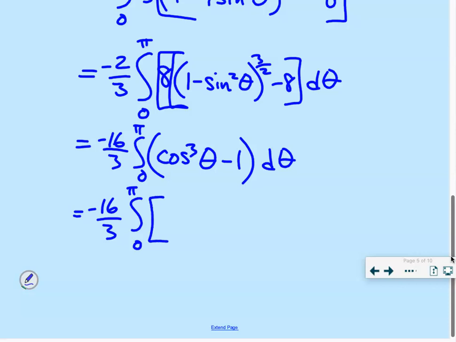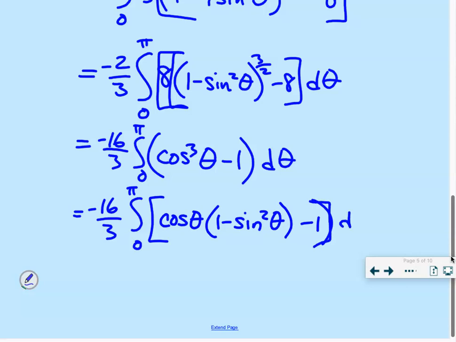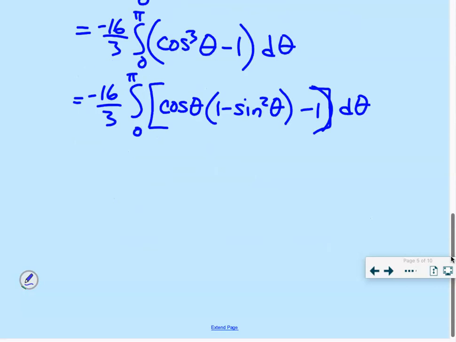So here's what you get. This becomes cosine theta times 1 minus sine squared theta minus 1 d theta. All right, so now if you let u be sine, you have to split this integral up. So let's split up the integral.